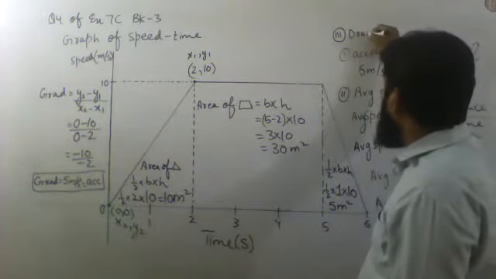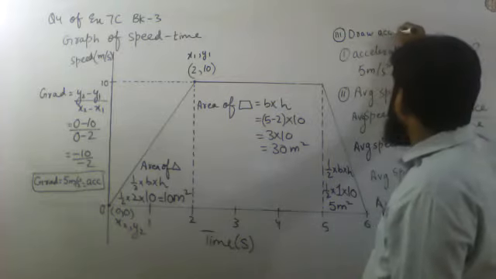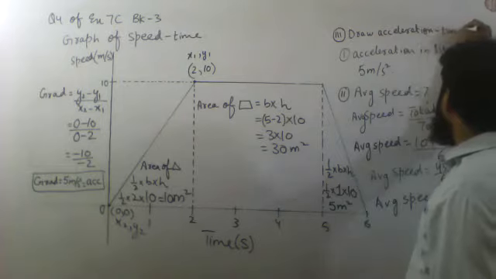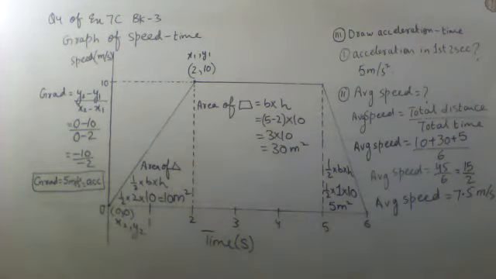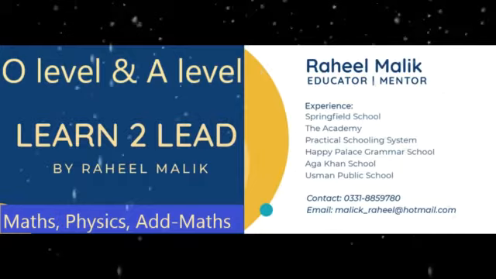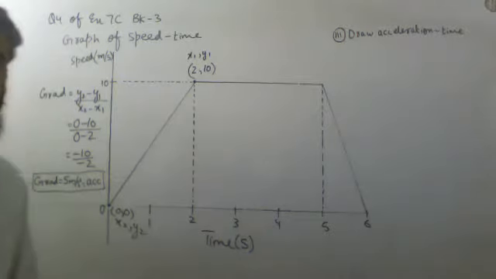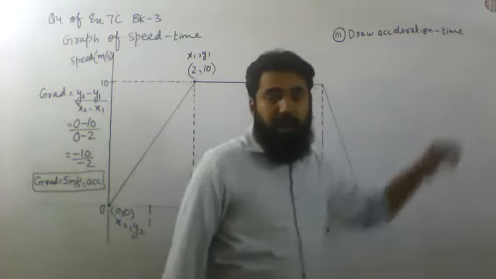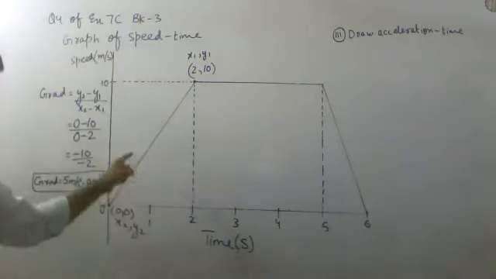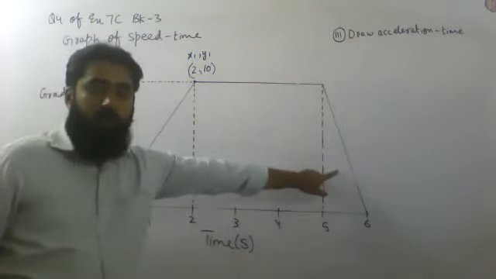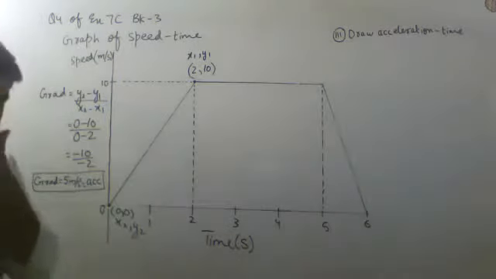Draw acceleration time graph. I have to draw acceleration time graph. So how will I do the working over here? When I have to draw acceleration time graph, I have to know what is the acceleration over here, what is the acceleration over here, and what is the acceleration over here. So how will I know it?